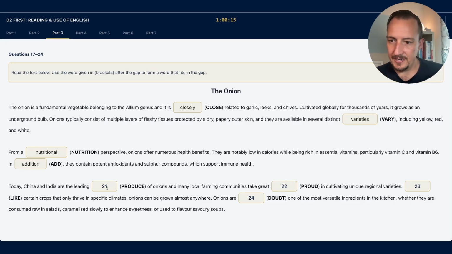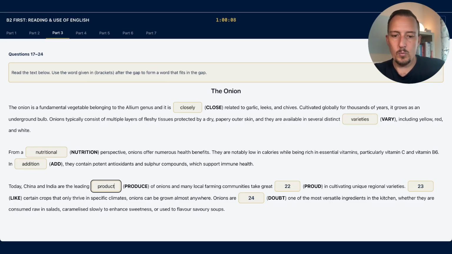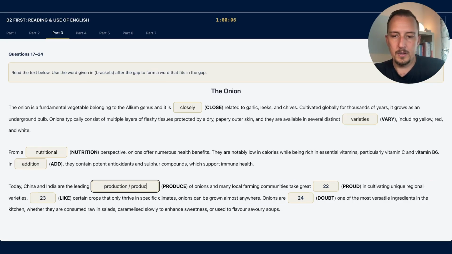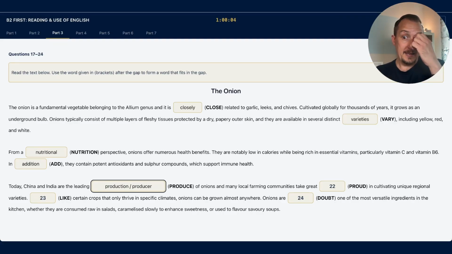Okay, today China and India are the leading producers of onions. Produce again is another interesting one because there are a couple of options again. And again, you might be thinking of putting something at the start of the word, reproduction, for example.